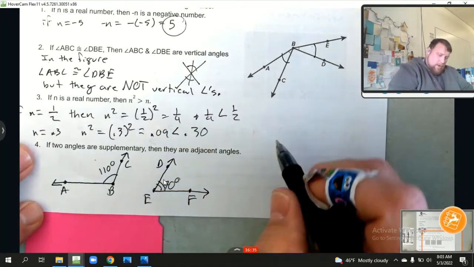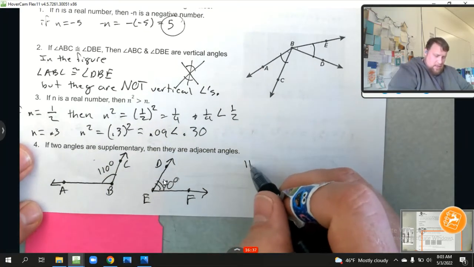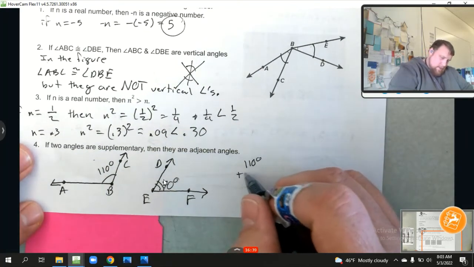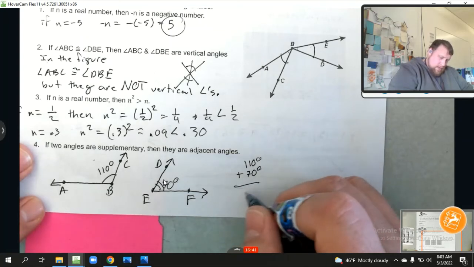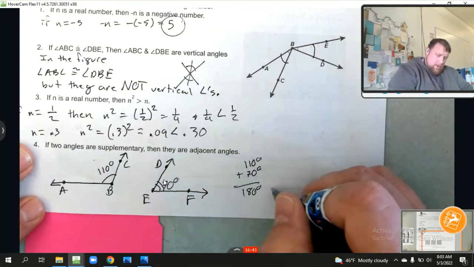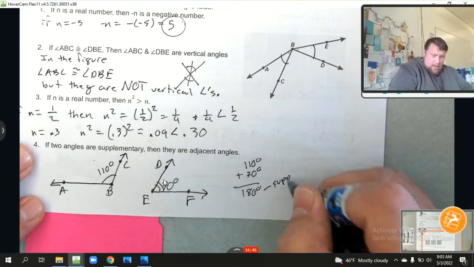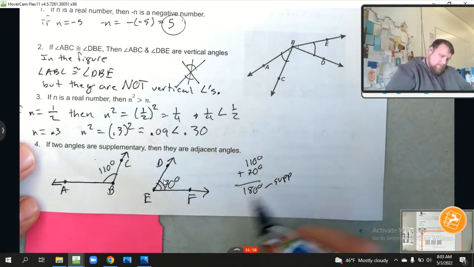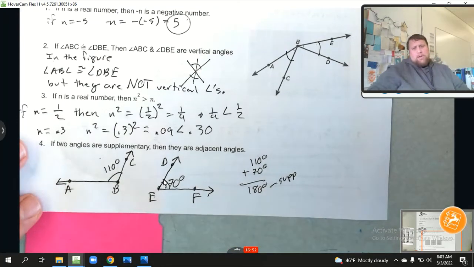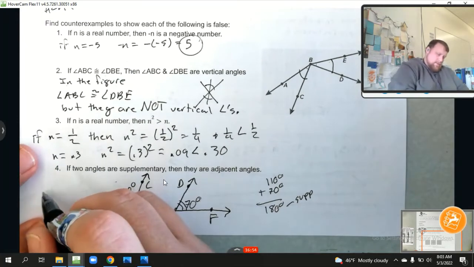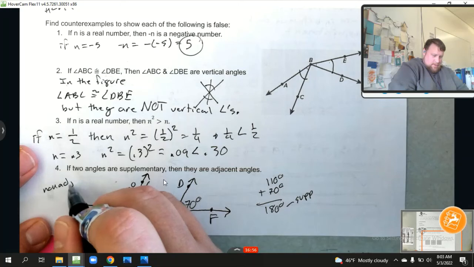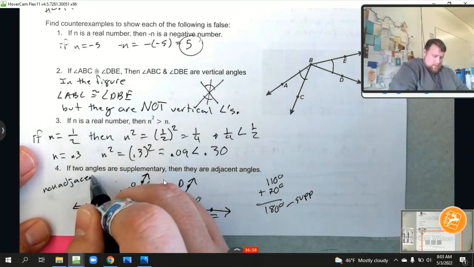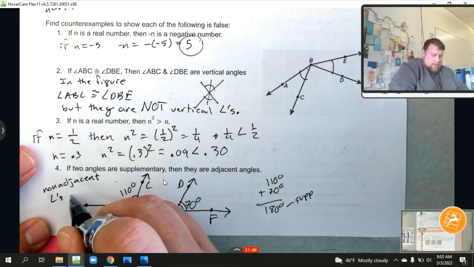Are they supplementary? Yeah, I know that because 110 degrees plus 70 degrees equals 180 degrees. That's supplementary. Are they adjacent? No. Why not? They don't share a common side. This would be your argument against that. So this is non-adjacent angles that are supplementary.